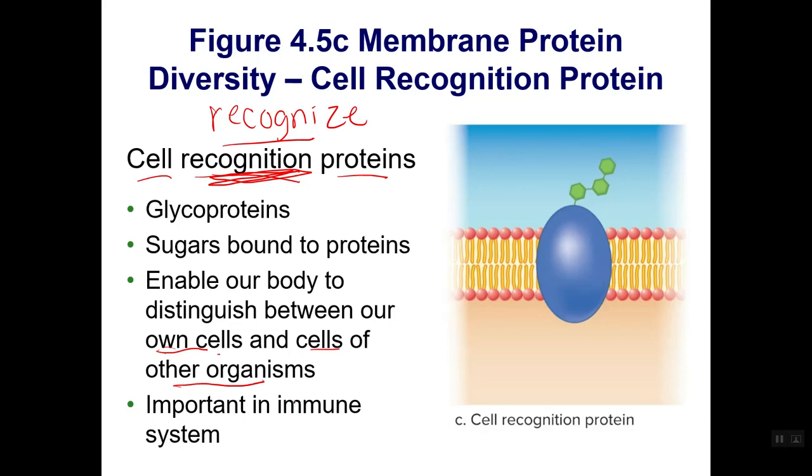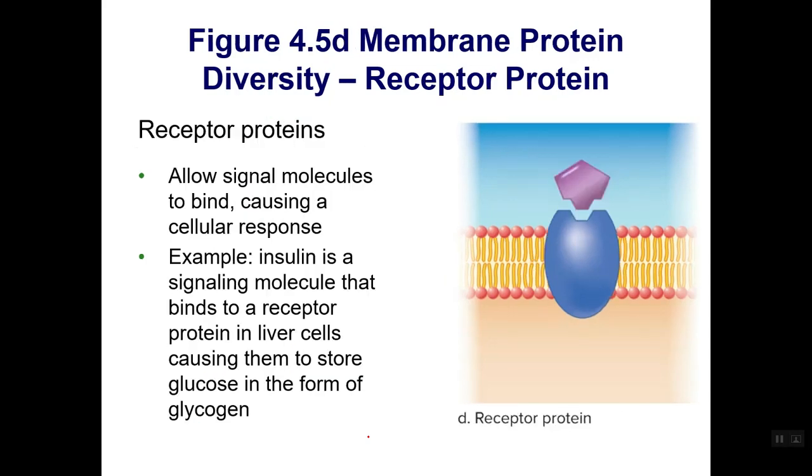So a great example would be the immune system. So our white blood cells, which are part of the immune system, recognize glycoproteins on other cells that are either ours and are good, or they'll recognize something that's foreign to them. Like, ooh, I don't know what this is. We need to destroy it. So that's cell recognition.